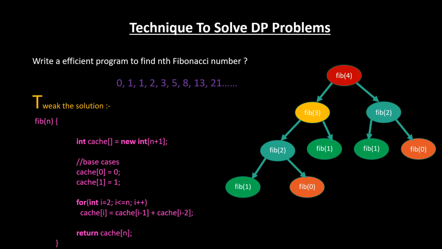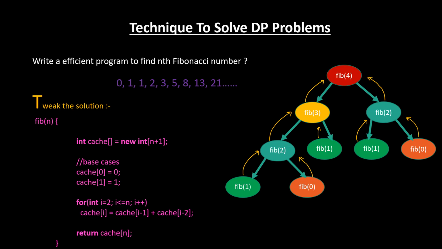Which can be visualized in this diagram. We already know the Fib1 and Fib0 values. So now first we'll calculate the 2. Then once we calculate the 2, like that we are going to populate 3 and then 4. So here we are going from bottom to up. We are populating the cache from bottom to up. That's why it's called bottom-up approach. And here there is no recursion at all. That's why this approach is much more efficient than the previous one.